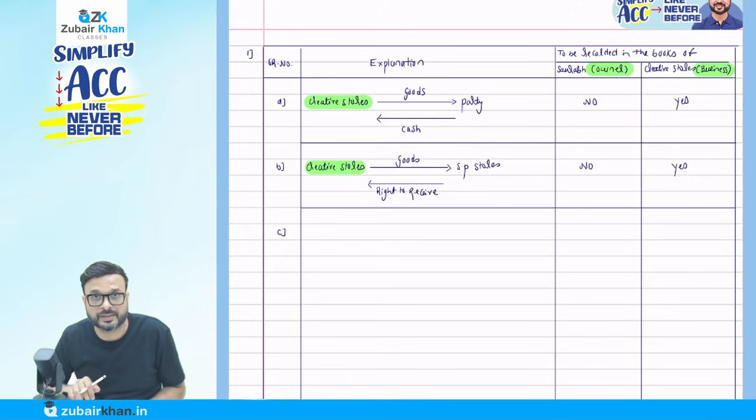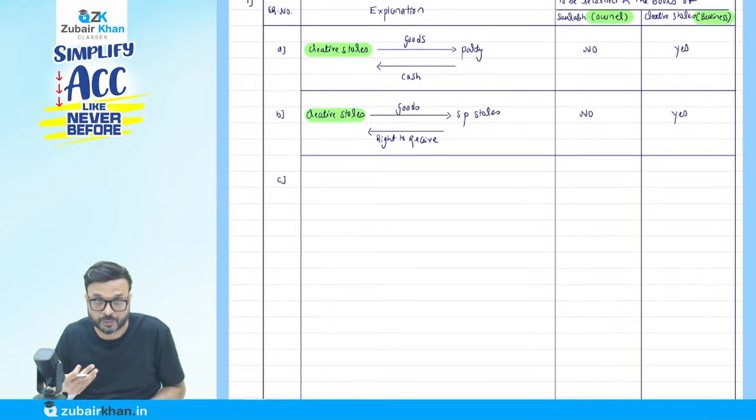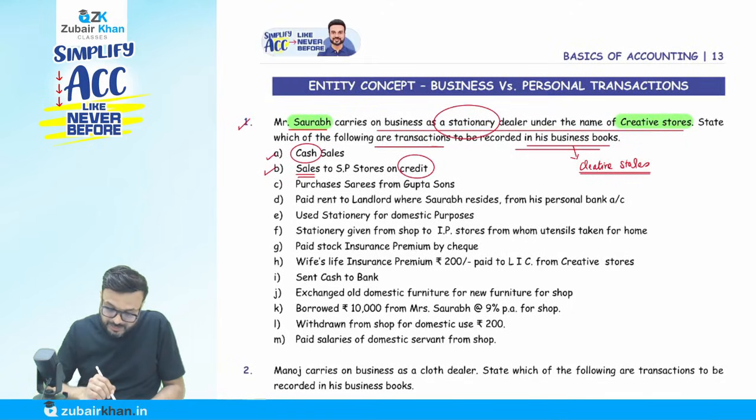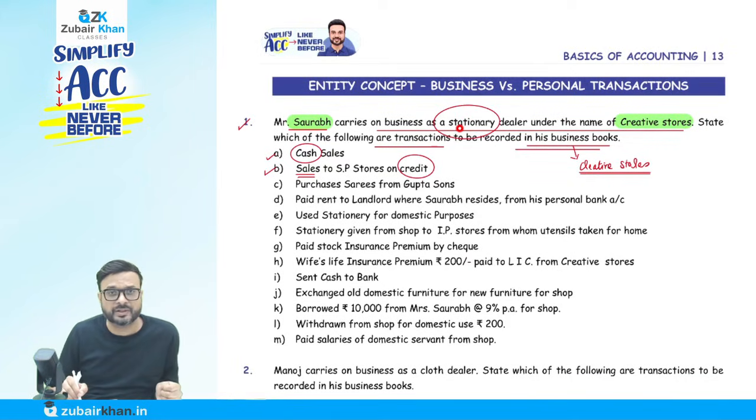Now third, write down this C point. We have to think from the creative stores' point of view. Always think from the entity's point of view. We are supposed to be creative stores. Now third, they say purchase sari from Gupta Sons. Please understand this point. They have purchased a sari from Gupta Sons. They are doing the business of stationery. Why would they purchase a sari? It looks like a personal expense of the owner. Saurabh might be purchasing for his wife. So purchases sari from Gupta Sons.